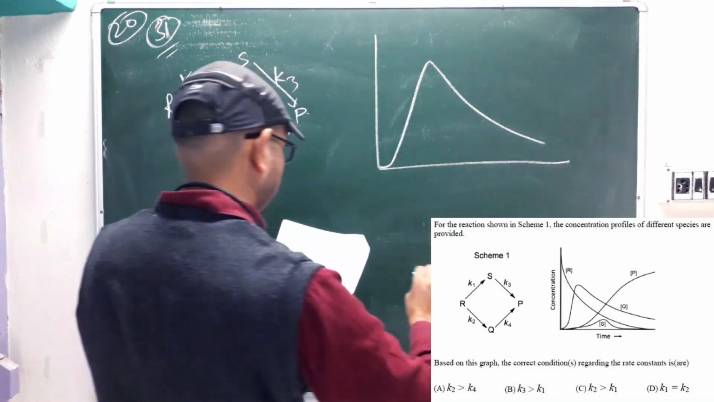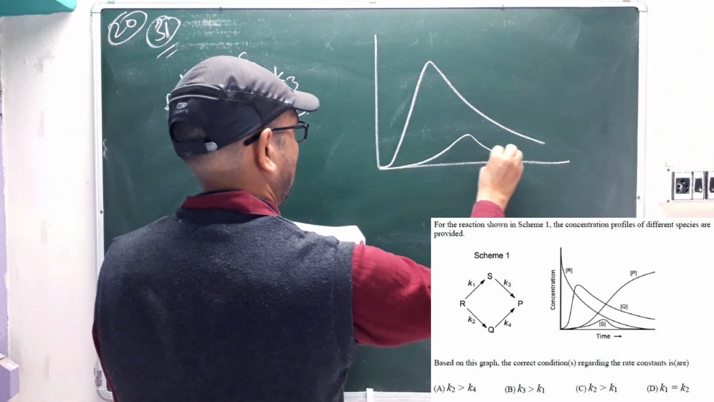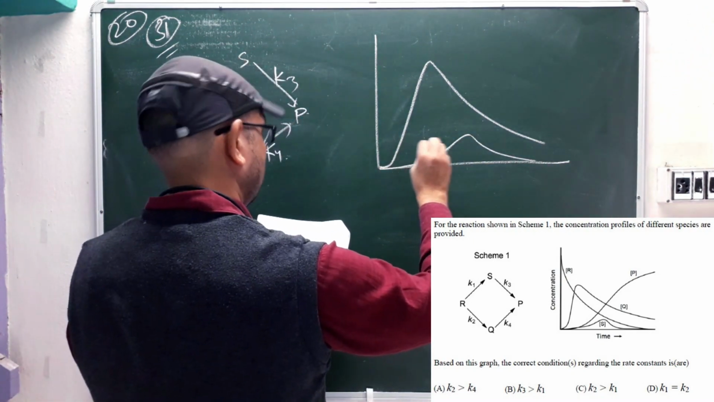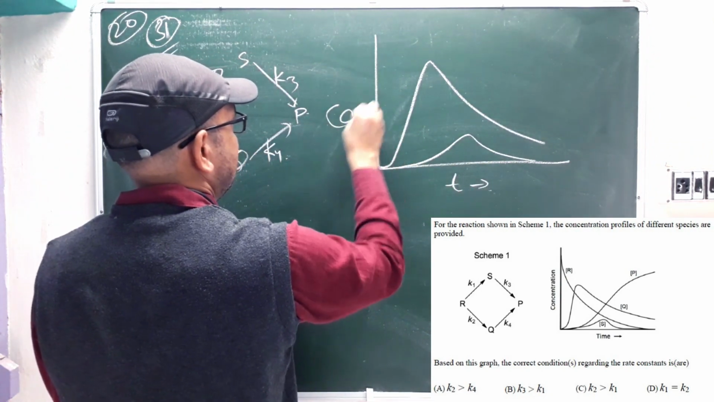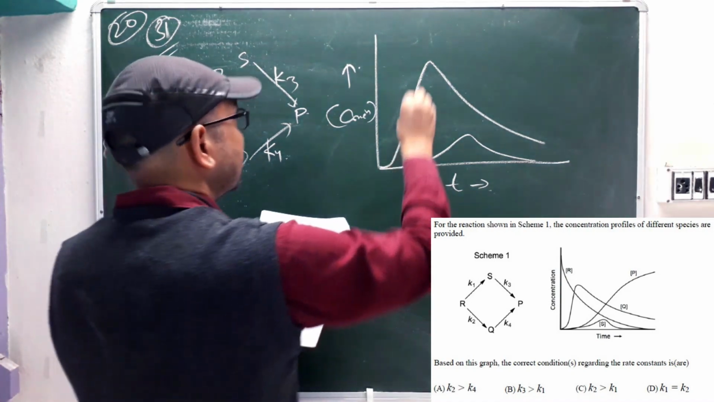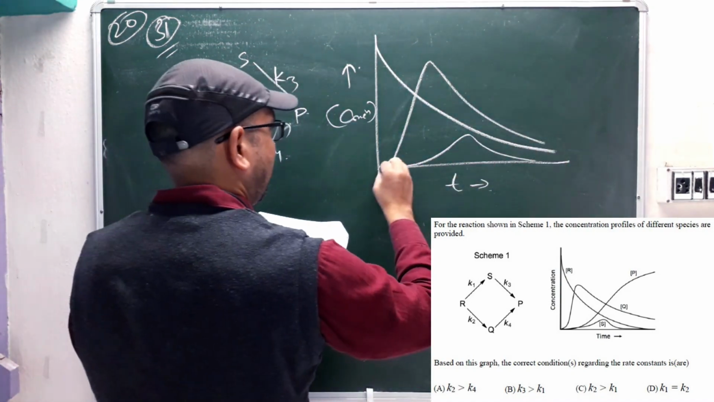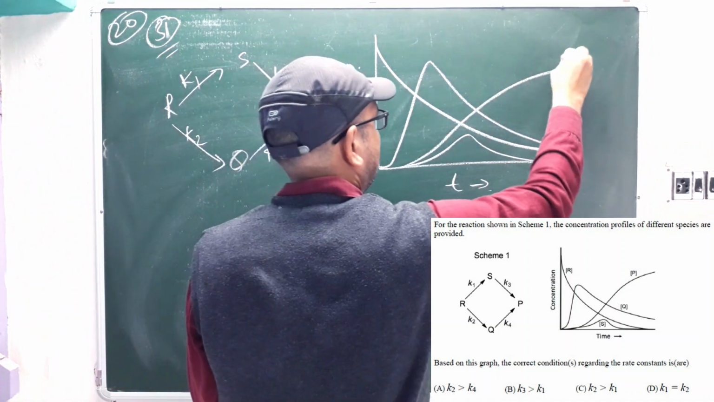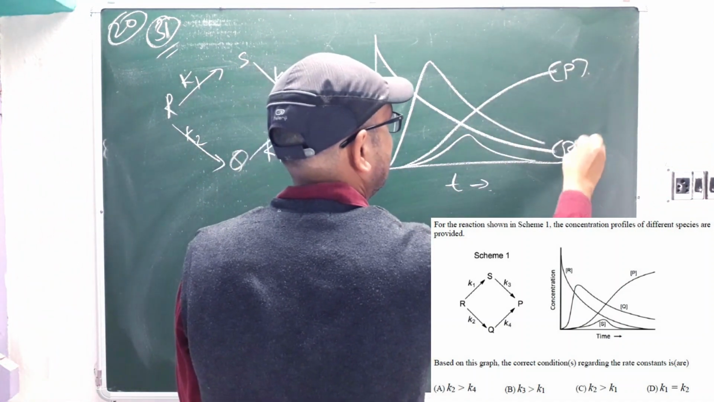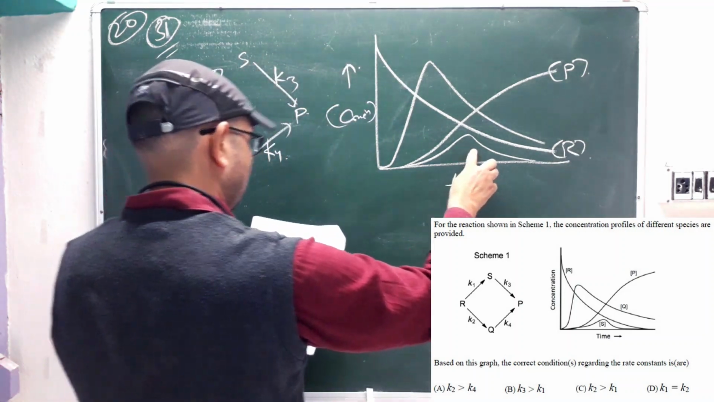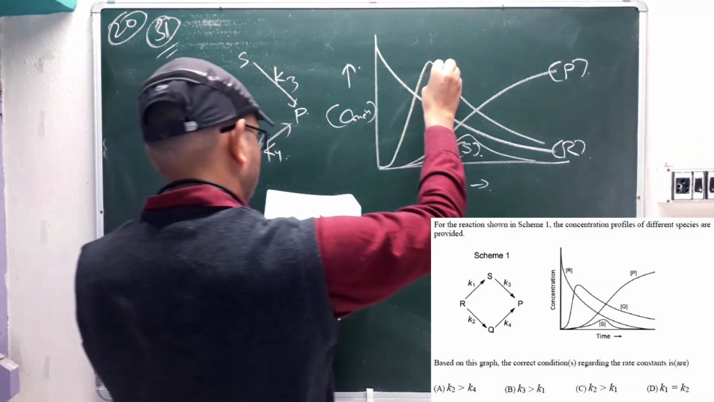we try to draw it. This is time, this is concentration, and then this is the reactant and this is the product. This is reactant R, and this will be your S, this one, and this will be your Q.